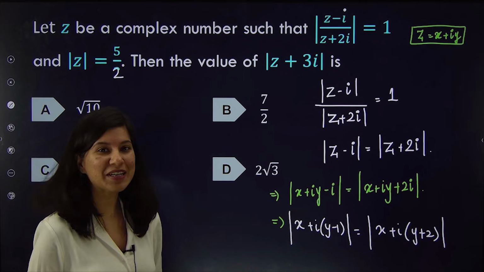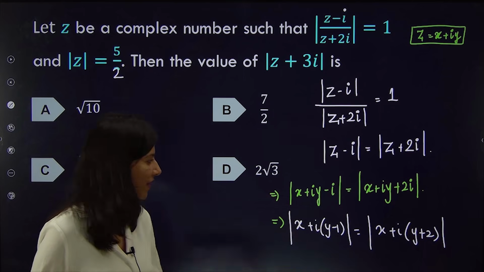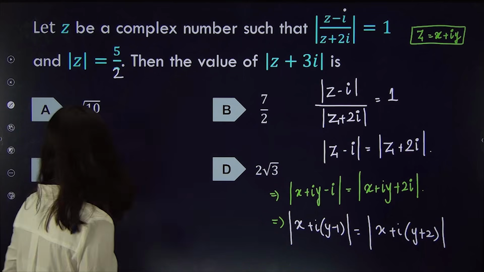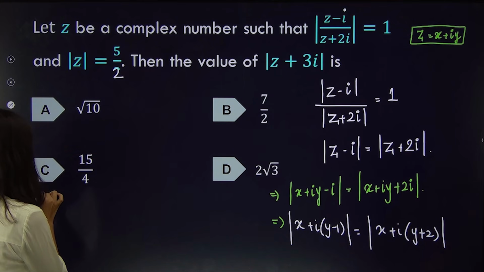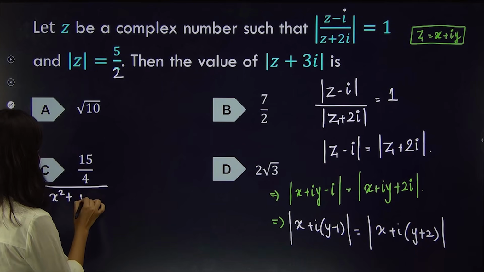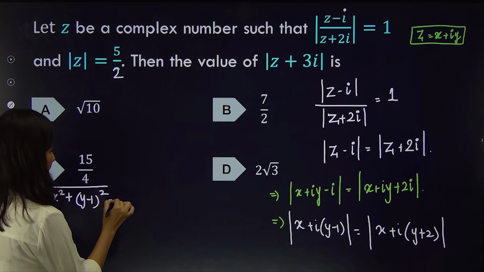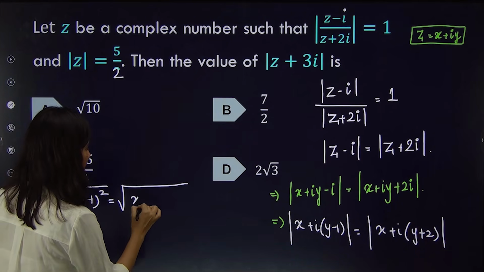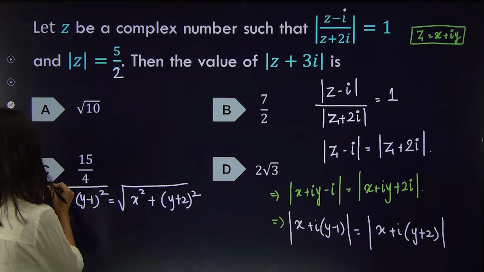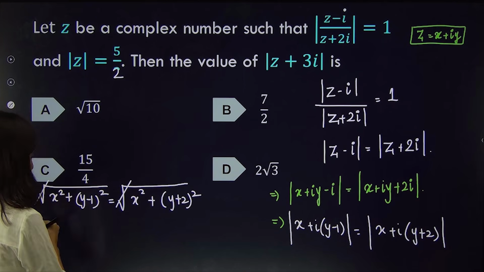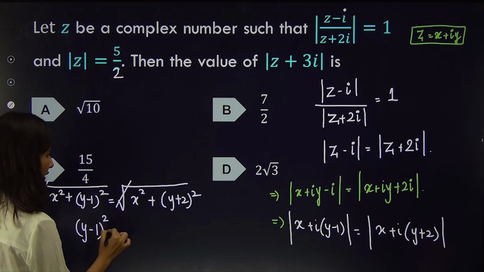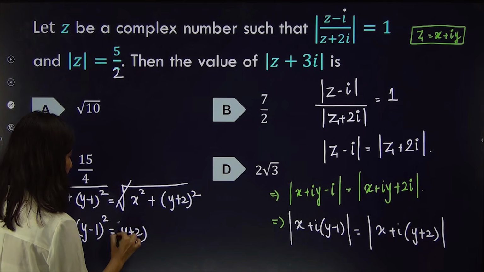not the complex numbers. Complex numbers are not equal. Do not do that. Do not say x is equal to x, y minus 1 is equal to... no. Take modulus. The modulus of the left hand side will be the square root of x squared plus (y minus 1) whole squared, is equal to the modulus of the right hand side, which is again the square root of x squared plus (y plus 2) whole squared. Clearly, this and this are getting cancelled out. x squared is also gone.